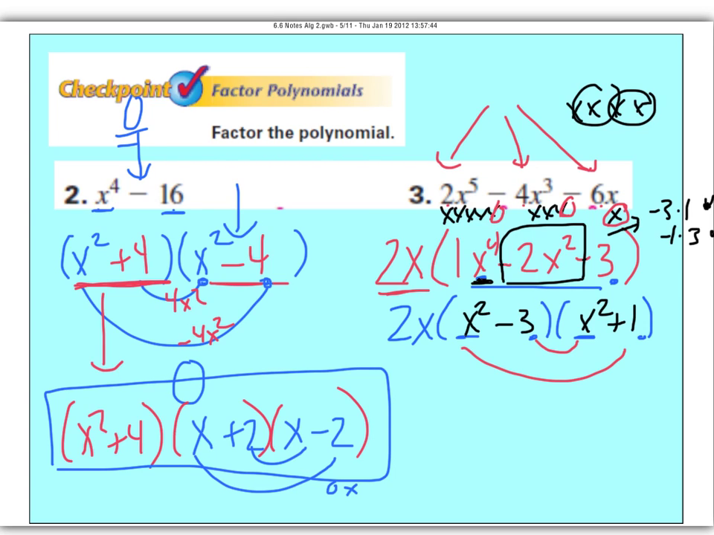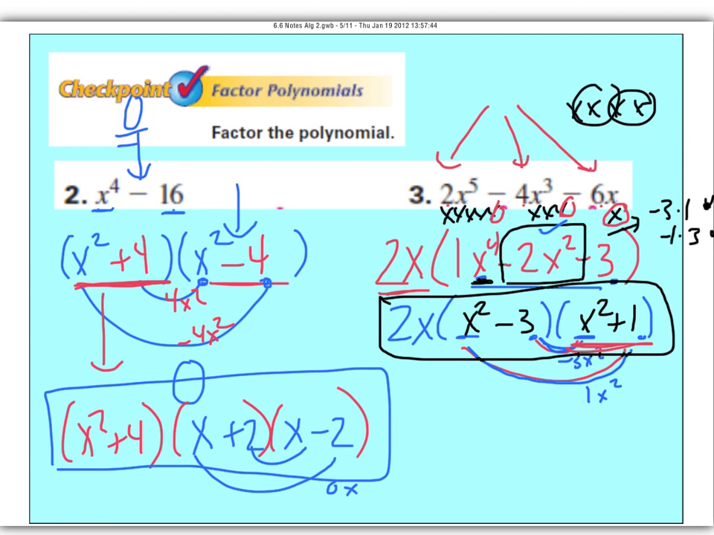If you check it out, this multiplies here to negative 3x squared. X squared times 1 is plus 1x squared. And those add to negative 2x squared, which is this right here. Now this one cannot be factored any further. You might want to try, I could see checking to see if this one could be factored further, but you're going to find out it doesn't. So my final answer will be here.